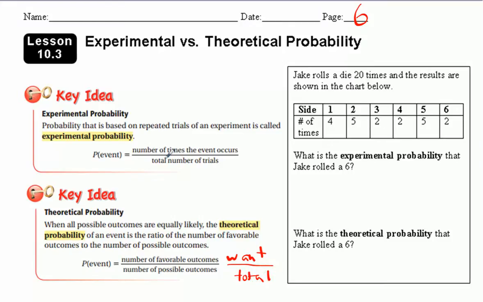And when you look at the experimental, it's the number of times it did happen in that experiment over the number of times you did the experiment, the number of trials. How many times did you try this experiment?